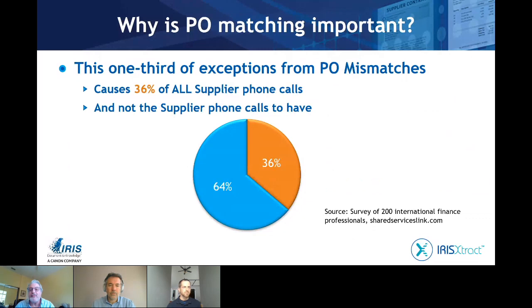These PO mismatches cause 36% of all supplier calls. So, every phone call with a supplier by an accounts payable department team member is costly. And we feel that such staff time can be much better spent on optimizing supplier relationships.